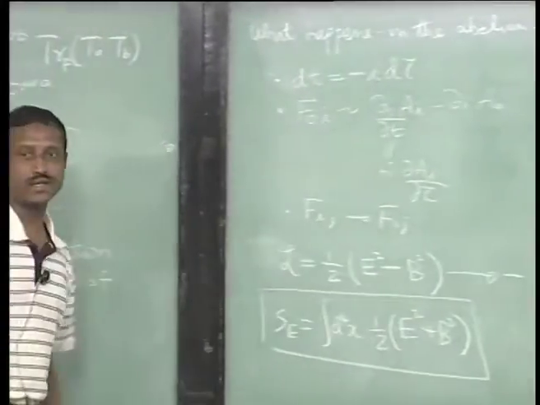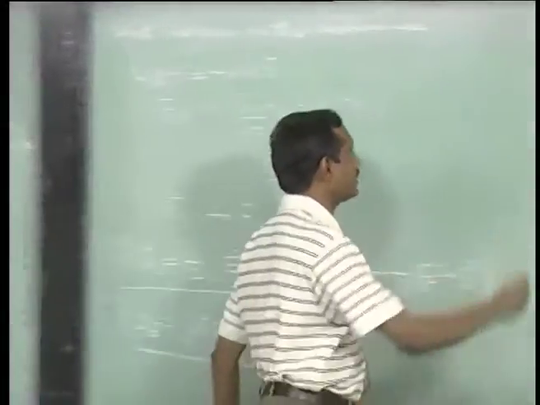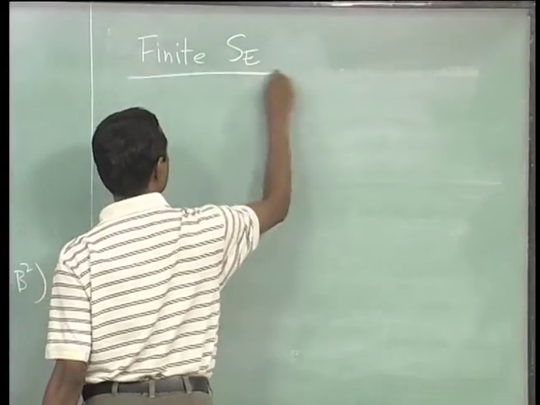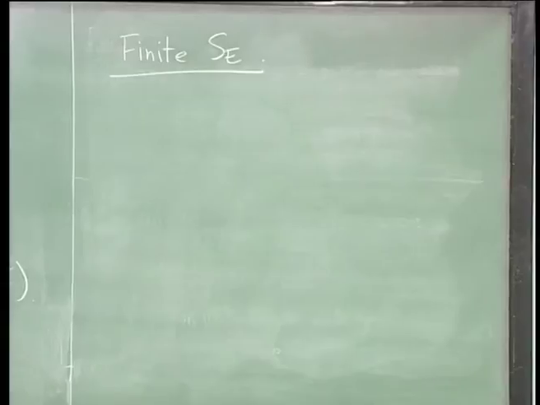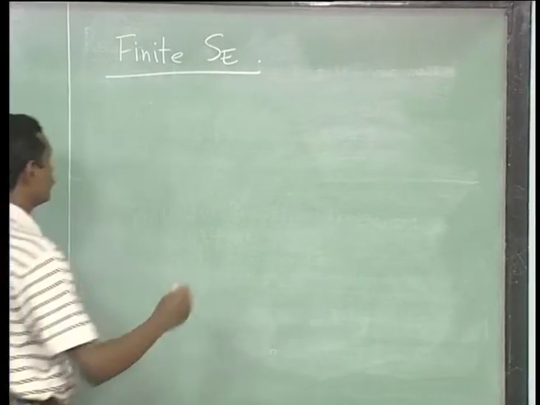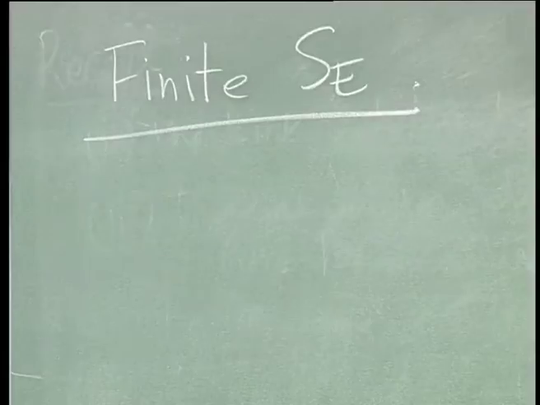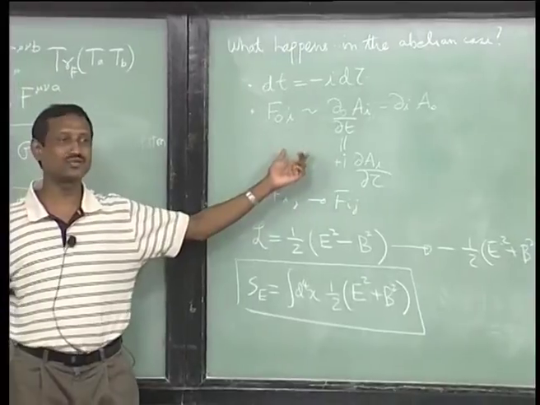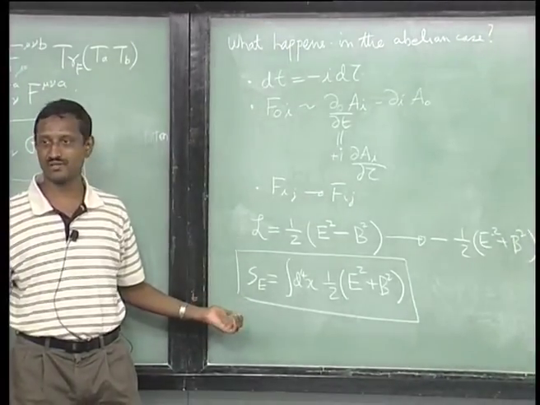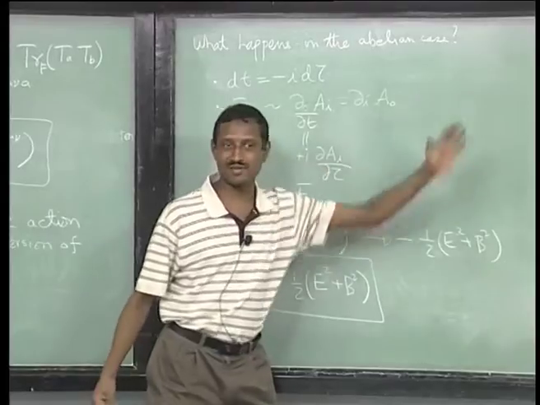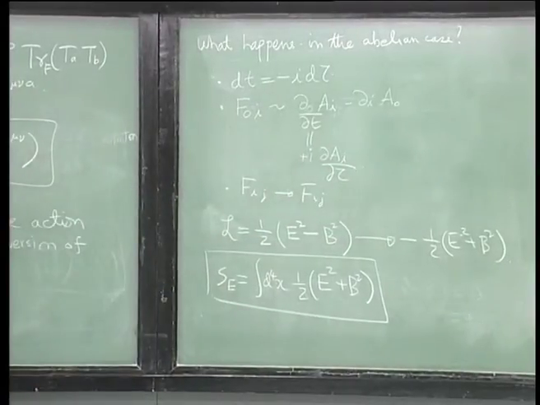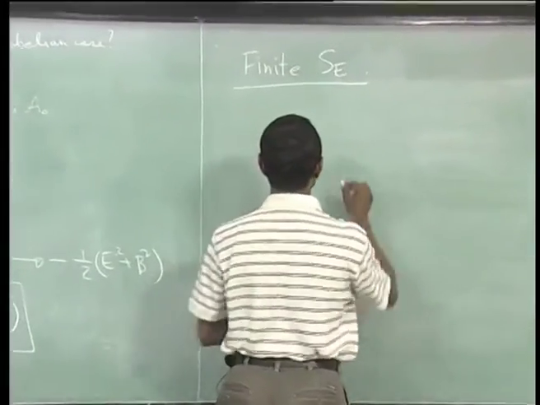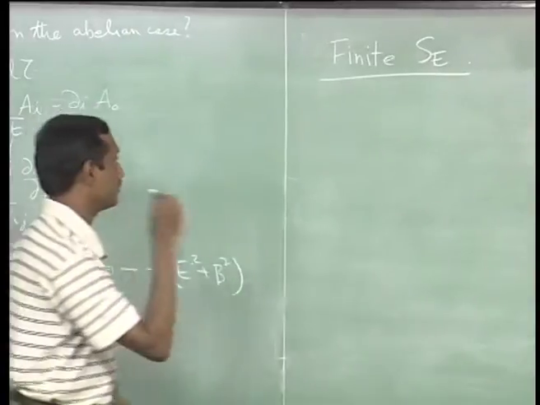So now we have a Euclidean theory, and what we want is finite action. Last time we saw this. Before I proceed, here I did this for the abelian case, but you can see that it goes through for the non-abelian case as well. There will be just some extra pieces, but there is nothing different about the whole thing. So now we have to look for finite S_E.